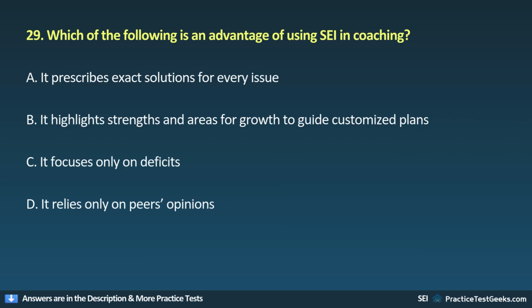29. Which of the following is an advantage of using SEI in coaching? A. It prescribes exact solutions for every issue. B. It highlights strengths and areas for growth to guide customized plans. C. It focuses only on deficits. D. It relies only on peers' opinions.